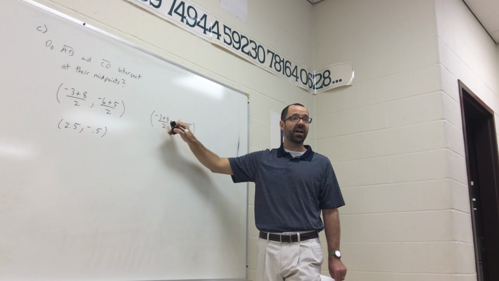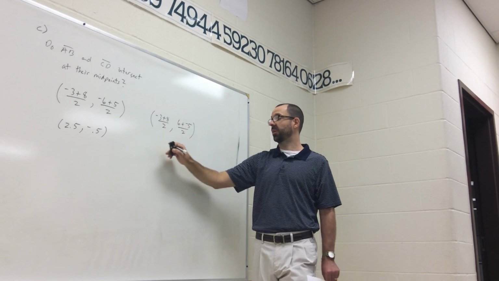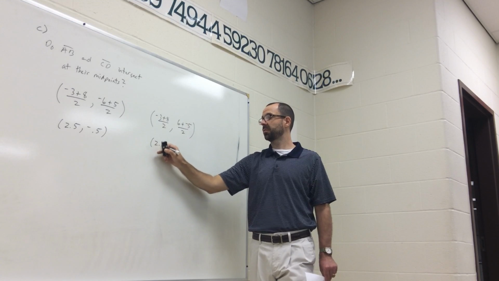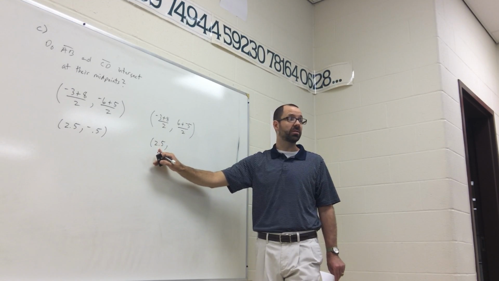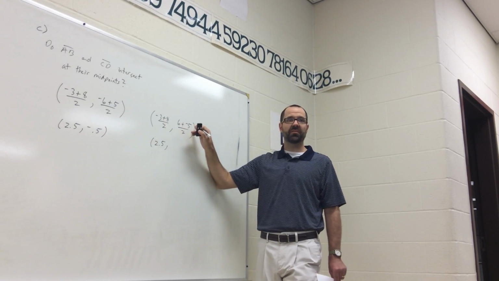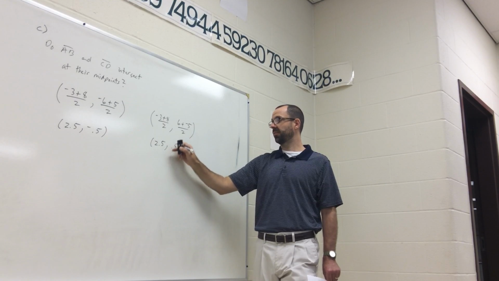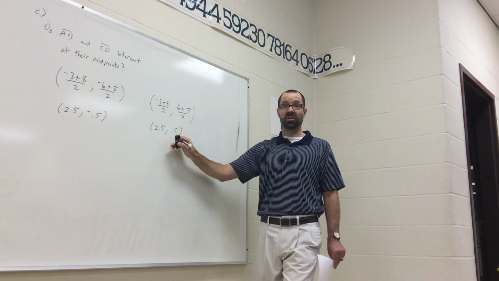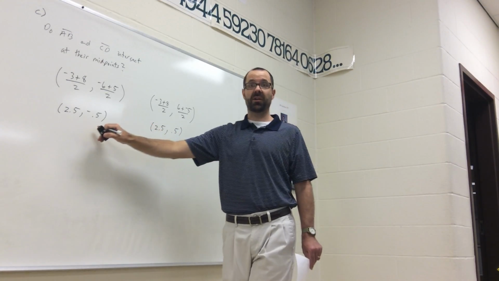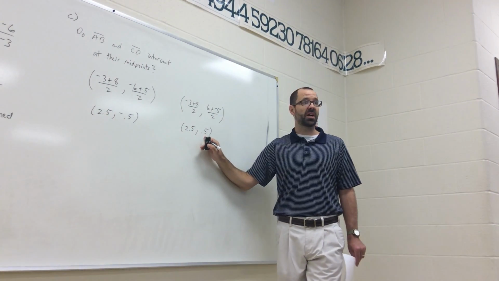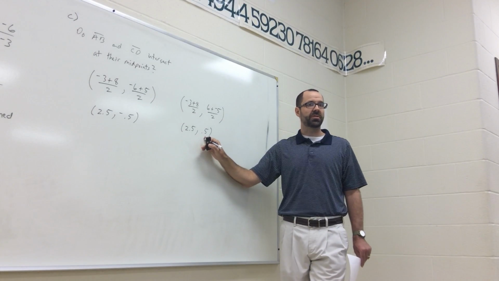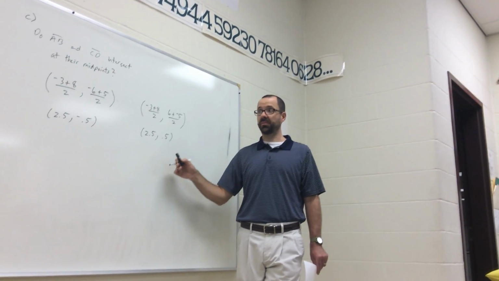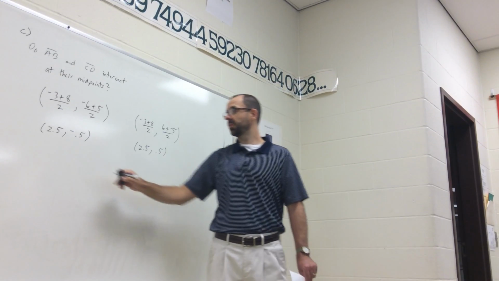Negative 3 plus 8 is 5. 5 divided by 2 is 2.5. So it's matching up so far. But then 6 plus negative 5 is 1, and 1 divided by 2 is 0.5. So the second number doesn't match up, because this was a negative 0.5 and this one was a positive 0.5. So that means the answer is no this time. They don't meet at their midpoints.